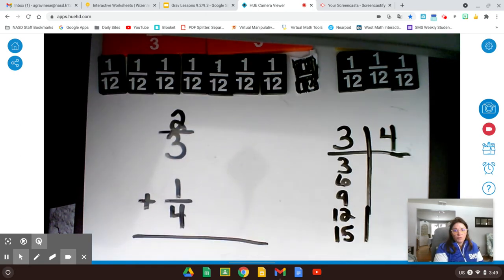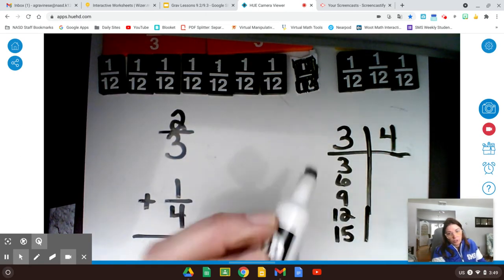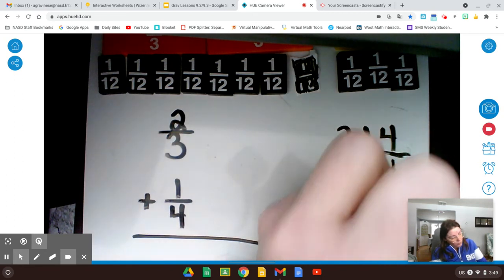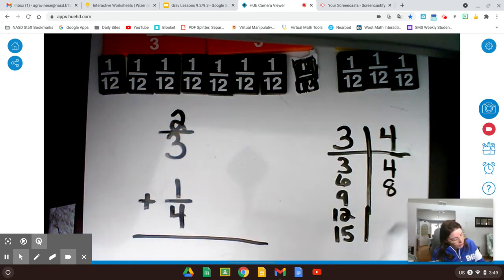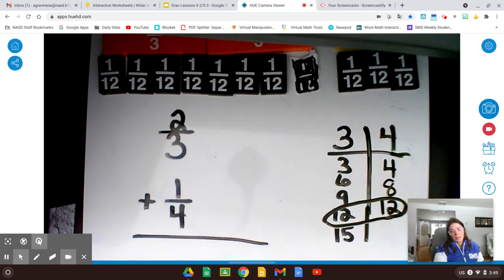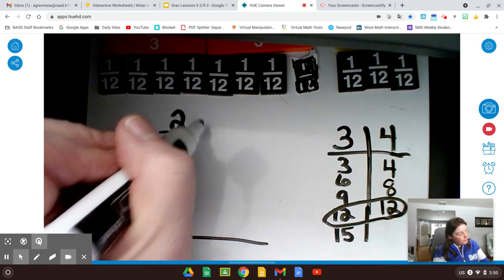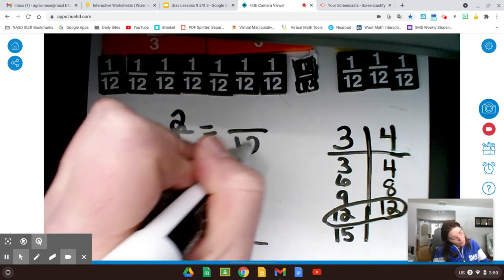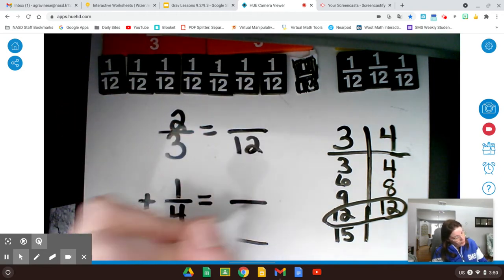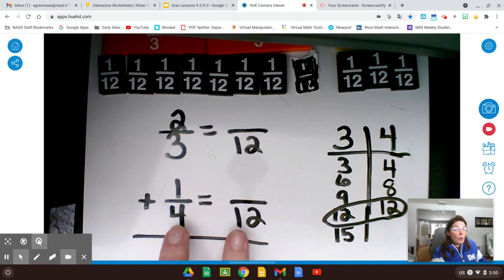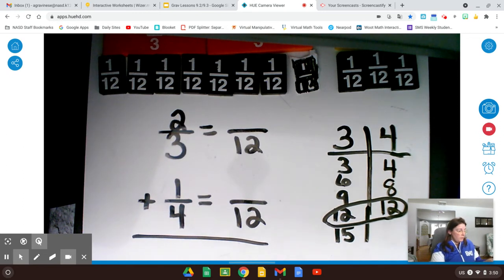Let's count by some 4s, keeping in mind we're looking for these guys. 4, 8, 12. Oh, there it is. My common denominator. Make both of your fractions have a 12. In this example, both fractions have to be changed. Both of them.